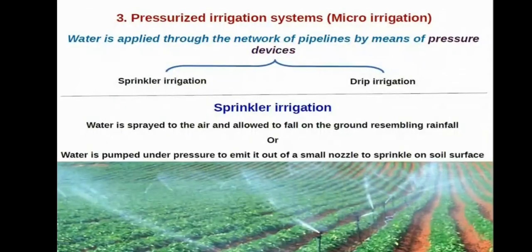Next is the pressurized irrigation system, which we call micro irrigation: sprinkler and drip. In sprinkler, water is sprayed into the air or allowed to fall on the ground, resembling rainfall. Water is pumped under pressure and emitted through a small nozzle to sprinkle on the soil surface.